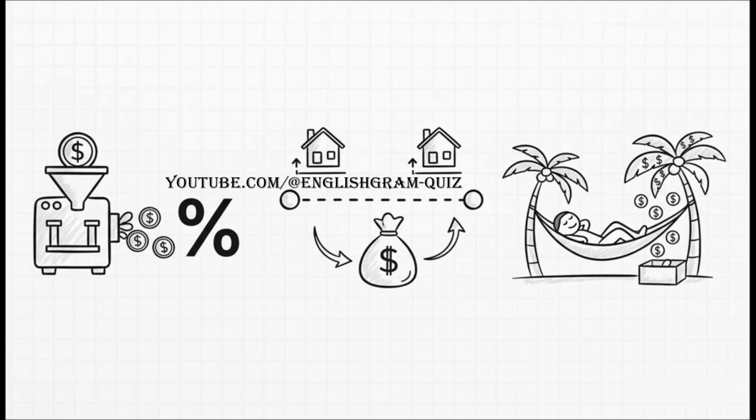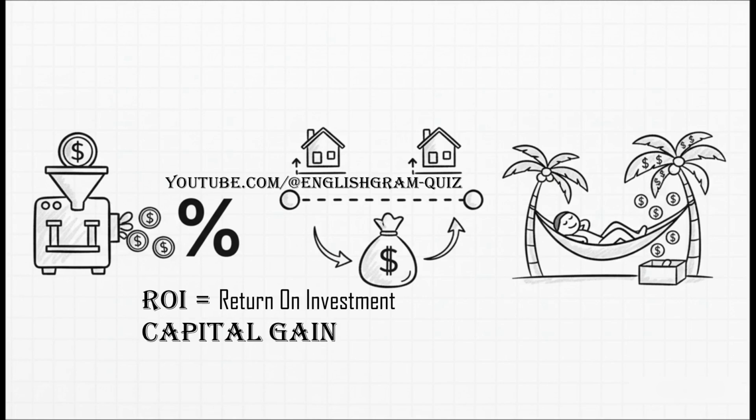So when you do make a profit, how do we talk about it? Well, there are a few terms for that. Your ROI, or return on investment, is just a simple way to measure how profitable something was. A capital gain, that's the specific profit you make when you sell something for more than you bought it for. And then there's the dream for a lot of people: passive income. That's money that just flows in with very little ongoing work, like dividends from stocks.